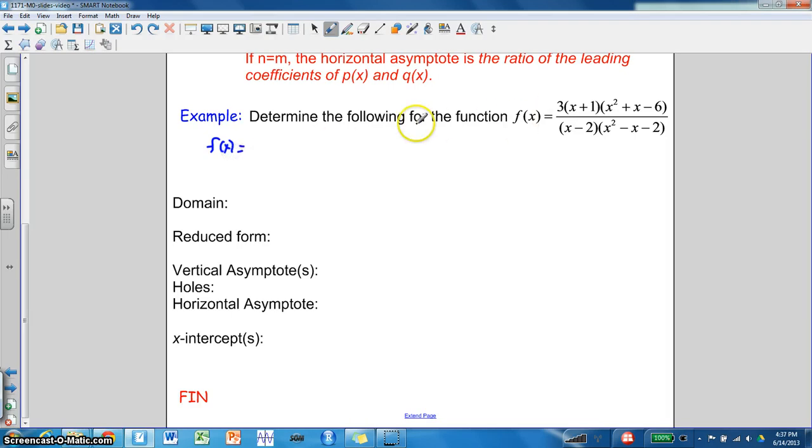Okay, so I'll have a 3, and I'm just going to look at the numerator first. 3 times x plus 1, and then the second term factors as x plus 3 and x minus 2. And then the denominator factors as x minus 2, and then this factors as x minus 2, x plus 1. Okay, so now I've achieved step 1, I've factored.